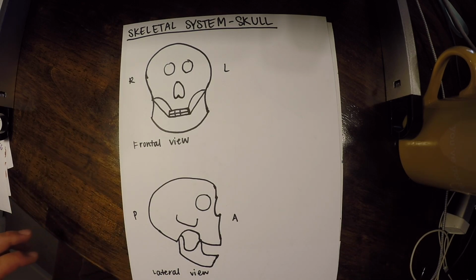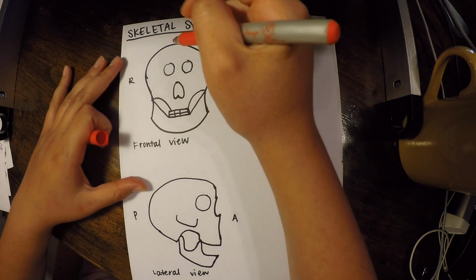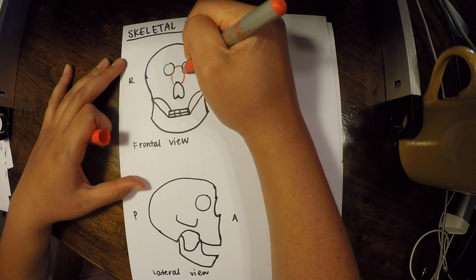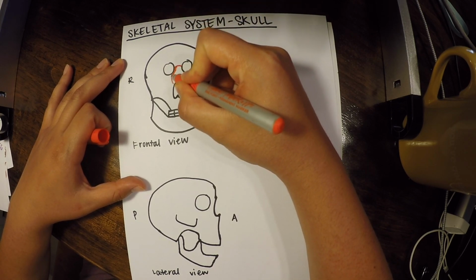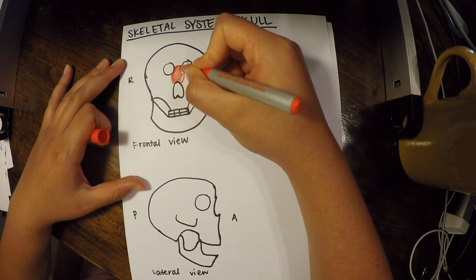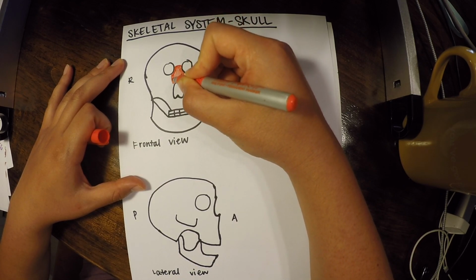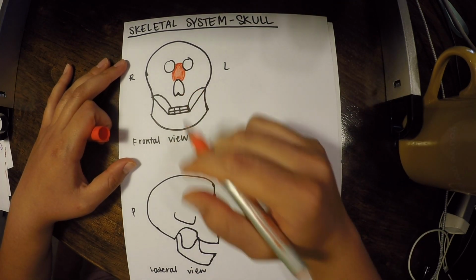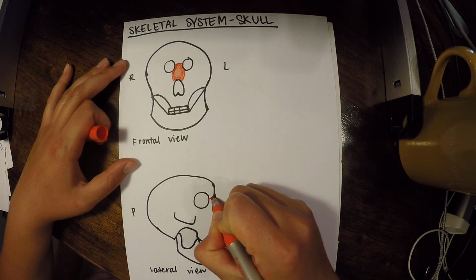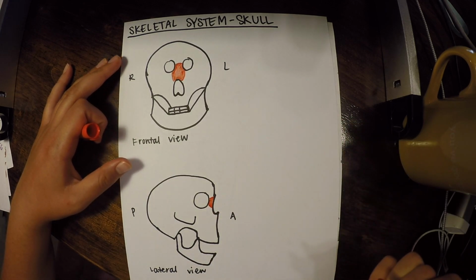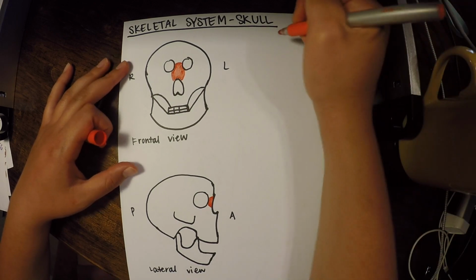Alright, so let's start with our nasal bone. You guessed it, it's right around where the nose is. It's going to be right there. And I'm just going to color it in. It would help if my markers were better, but I'll get rid of this marker in a second. And we can see the nasal bone from the frontal view and also from the lateral view, right here.